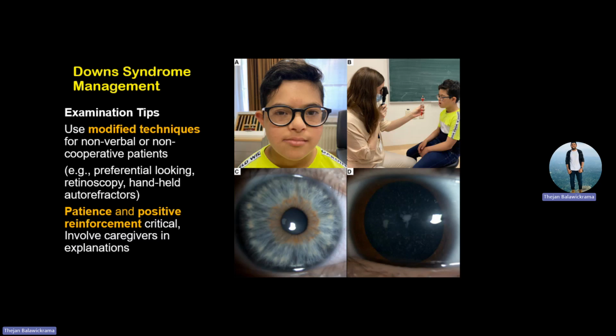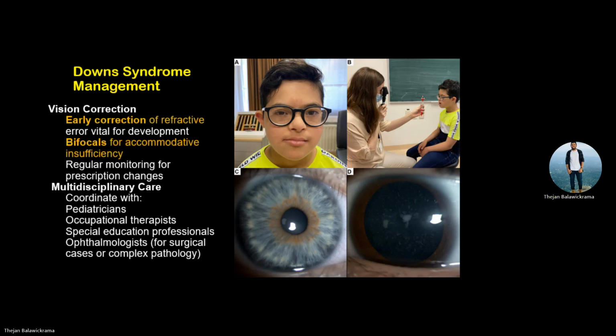Now, this is a boy, and positive reinforcement is very important. You give them something and then do it. This is a patient, a boy with Down syndrome, he has hypoaccommodation. So when you have hypoaccommodation, this is the technique that you use to do both distance and near accommodation. What is the range of accommodation? You do that and then do cycloplegic refraction. And here, to prevent hypoaccommodation, he is wearing bifocals, and this is how it has to be followed.